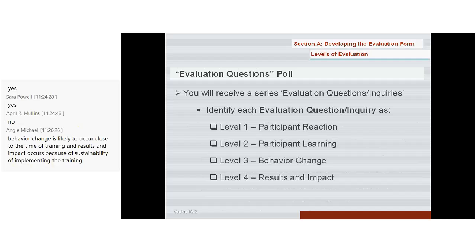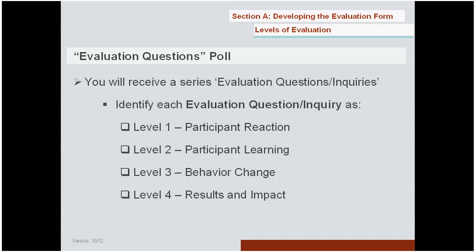Well, we need a little practice here, and what you're going to do is experience an online polling activity. It gives you an opportunity to read or hear a question or inquiry, and then identify the evaluation level of that question. I have chosen 20 evaluation questions that were submitted by FET participants online. I'm going to read them one at a time, and you are going to decide what level of evaluation that particular question represents, and then enter your vote in the poll. It's either a level 1, a level 2, a level 3, or a level 4.